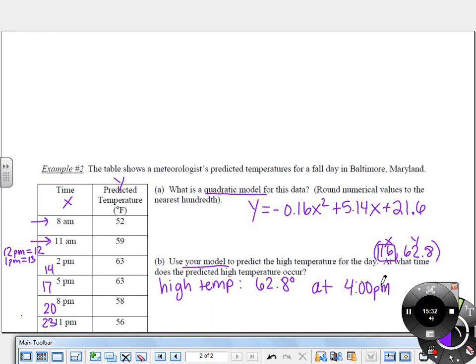Okay? And that doesn't seem so off. If you look at our chart, the highest temperatures were 63, occurring at both 2 and 5 o'clock. So this fits with our data and seems to make sense.